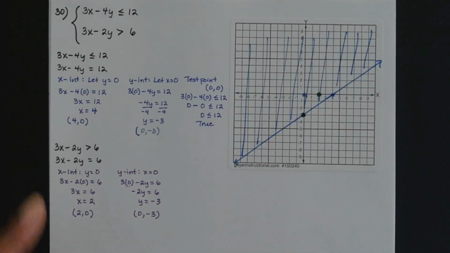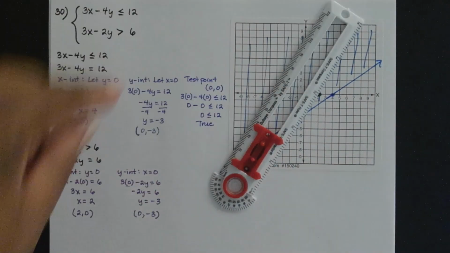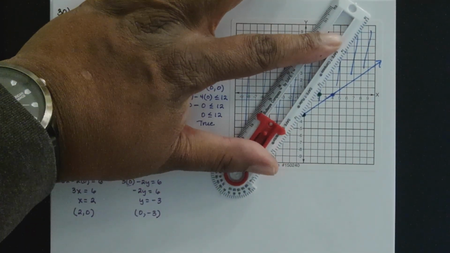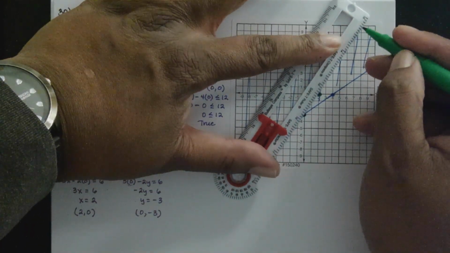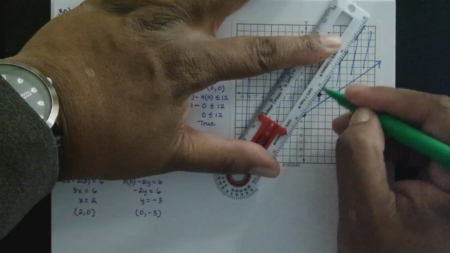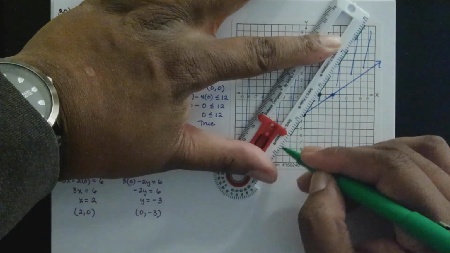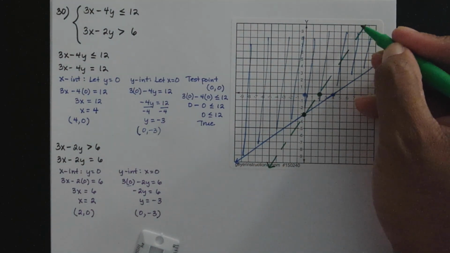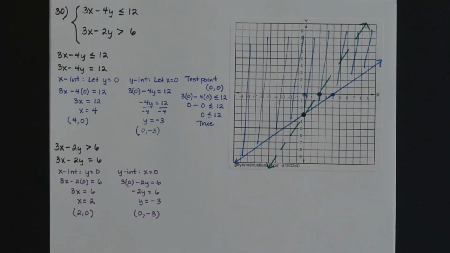Now, would this line be solid or broken? This time, broken, because it's strictly greater than. So in this case here, I'm going to be drawing a dashed line or a broken line or a dotted line, whichever you like to call it, because that's showing that this line will not be included in that solution set.